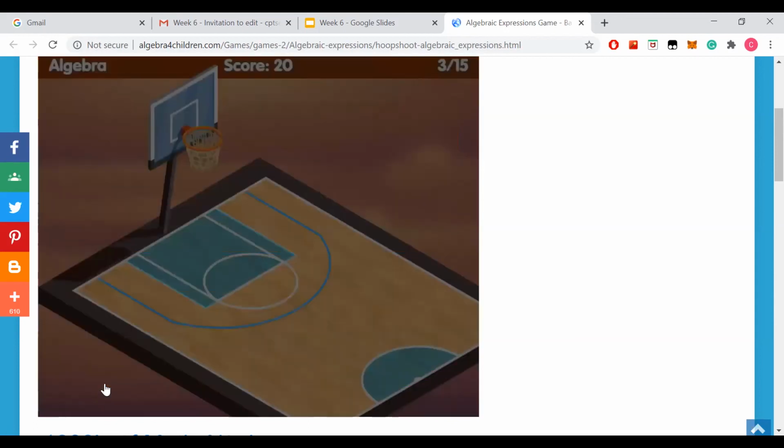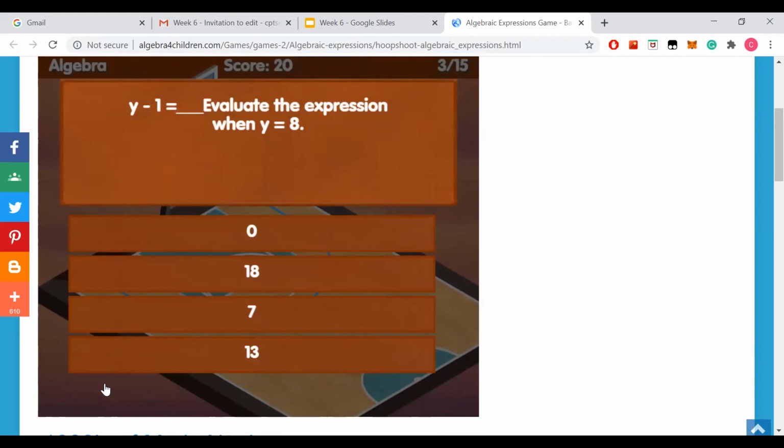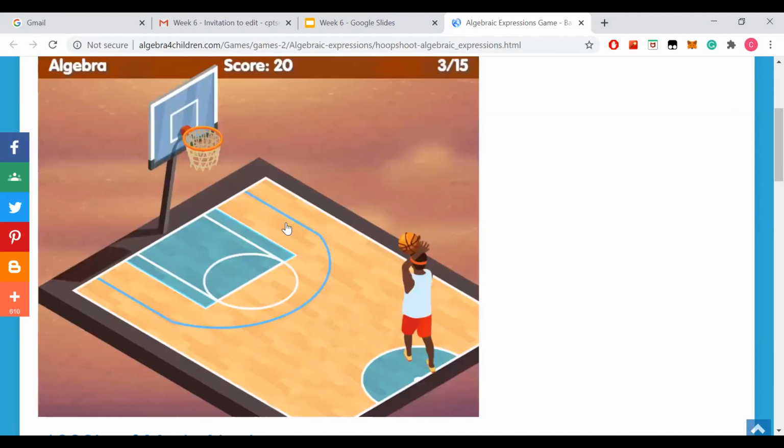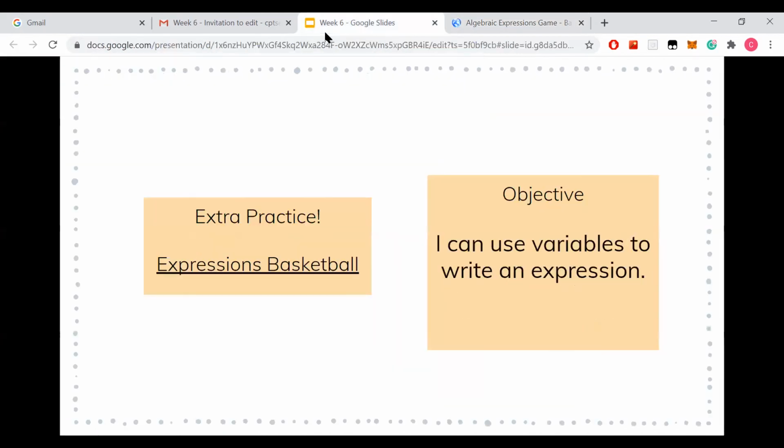So this next one, I'm going to purposely get it wrong to show you what happens if you get it wrong. So y minus 1 equals, evaluate the expression when y equals 8. So when I plug in 8 for y, that's going to give me the answer of 7 because 8 minus 1 equals 7. But again, I'm going to show you what happens if you possibly get it wrong. So let's just say 0. So when you get it wrong, unfortunately, you lose 10 points, but you can always continue, earn those points back, no problem.